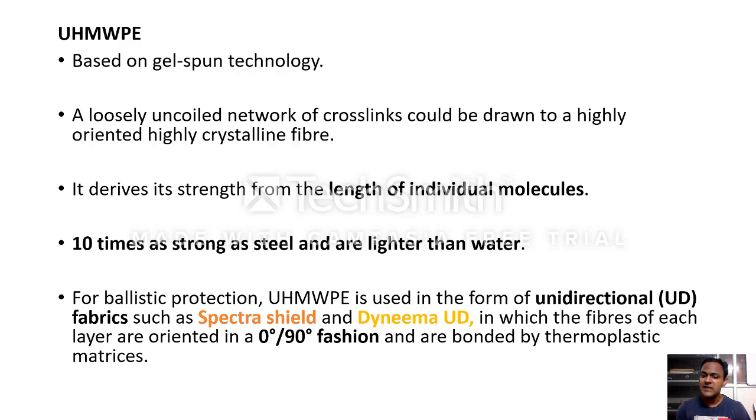So for ballistic protection, this UHMWPE is used in the form of unidirectional fabrics such as Spectra Shield and Dyneema. These are the trade names. How are unidirectional fabrics made? Here the fabrics are a composite, where the fibers are laid in a particular orientation, say 0 to 90-degree fashion, and they are bonded by a thermoplastic matrix. We will be discussing these unidirectional fabrics in the forthcoming slides.